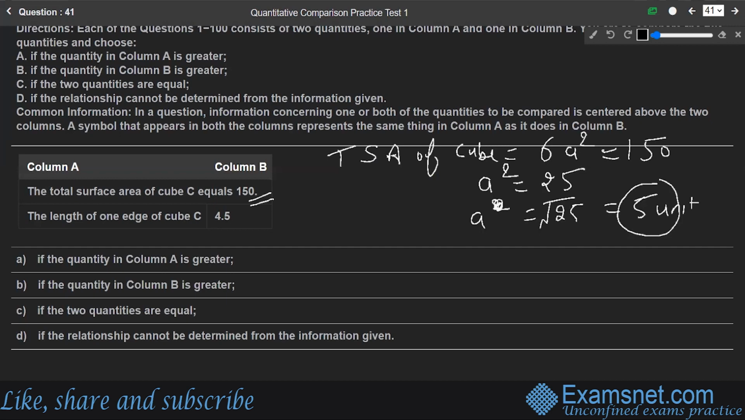Now what they're asking is the length of one edge of a cube C, that is in column A, which has a value of 5. Column B has been given the value 4.5. So we have to compare 5 and 4.5. Obviously 5 is greater than 4.5, so the quantity in column A is greater.